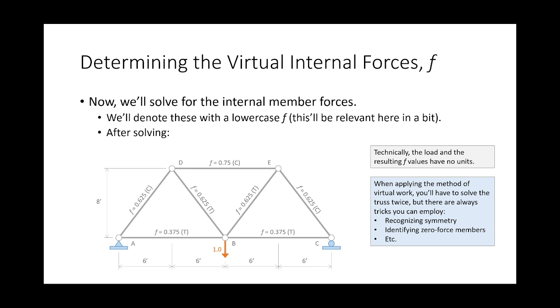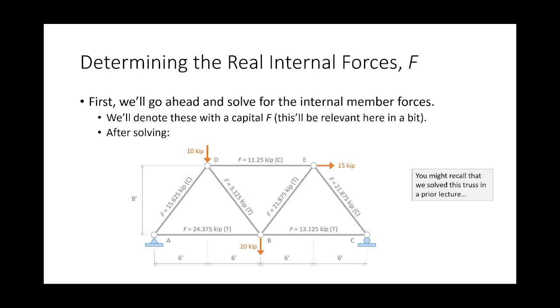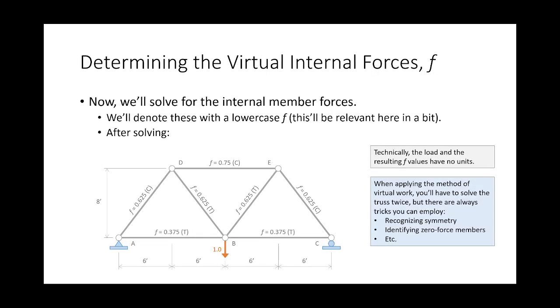Now, one of the things to note on the unit side of things is that when you apply this unit load, you can think of it as like 1 kip or 1 kilonewton. Technically, it's unitless. So before, when we had internal forces of 15.6 kips and 3.1 kips, these internal forces are unitless. So for example, member DE has 0.75 in it. You can think of it as 0.75 kips, but it's technically unitless.